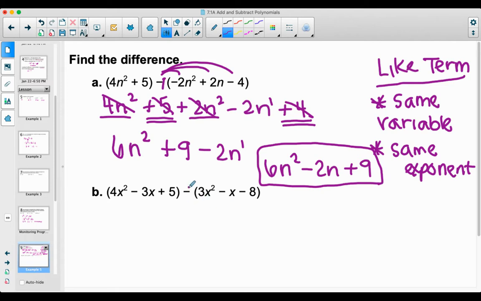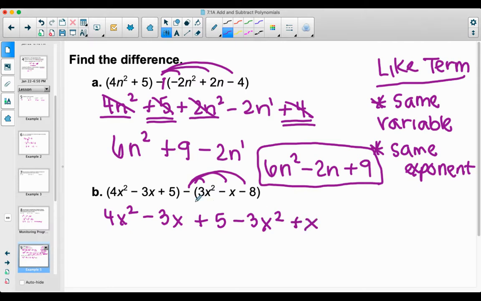If we distribute that negative, because that's a subtraction sign, I have 4x squared minus 3x plus 5, and then I have minus 3x squared. A negative and a negative give me plus x, and then a negative and a negative give me plus 8. And then I always just start at the very beginning. This is an x squared. Do I have another x squared? Yes, I do. If I have 4 here and I take 3 away, I have 1x squared.